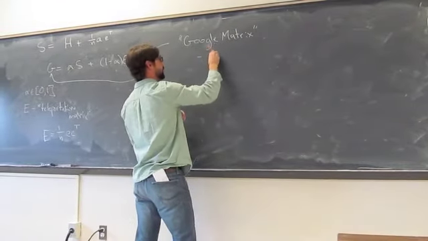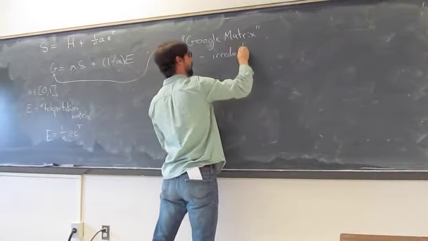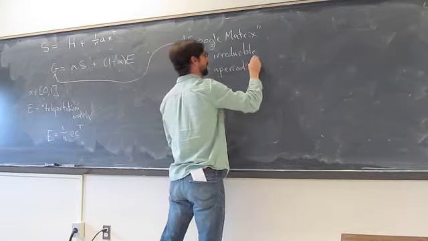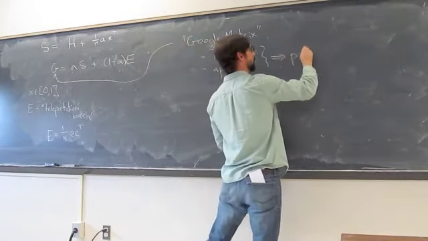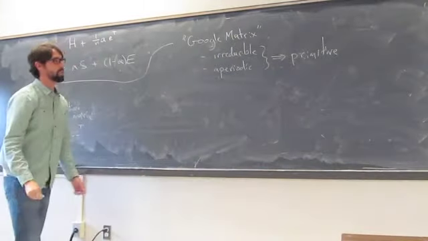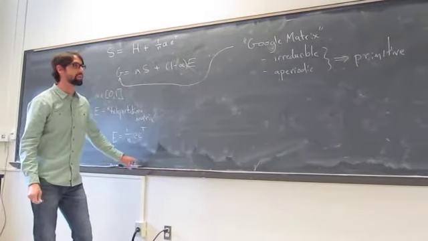It's irreducible, aperiodic. This implies primitive. Now, a matrix is primitive if its largest eigenvalue is unique.